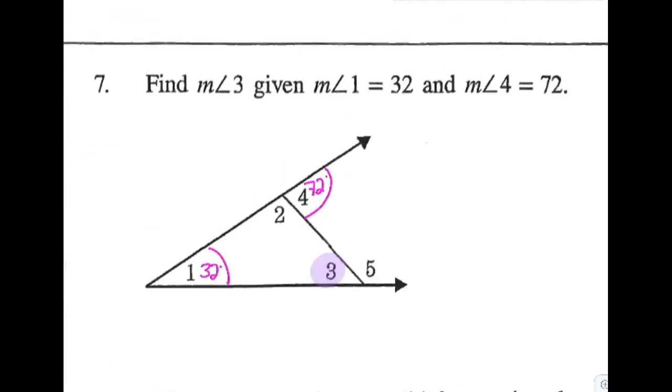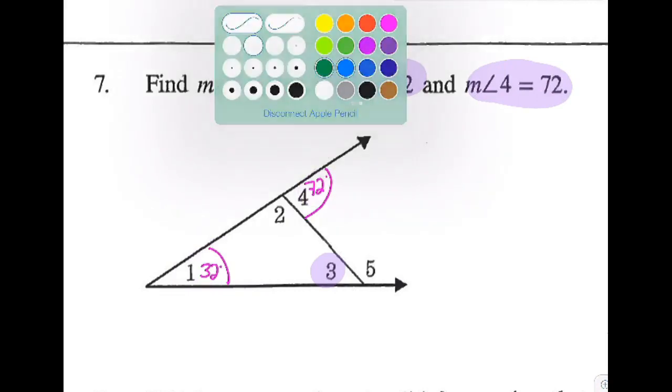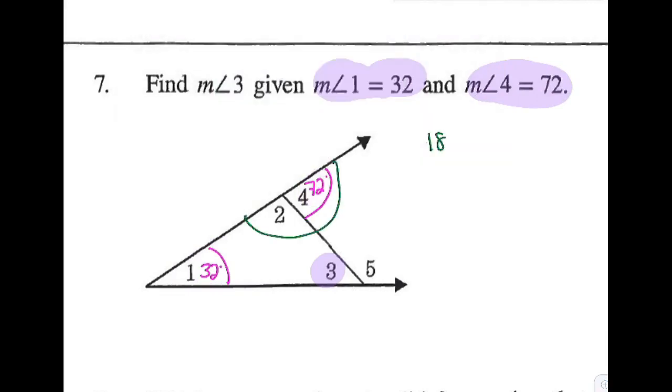Number 7, some angles here. It told us angle 1 was 32 degrees, so I put that in. It told us that angle 4 was 72. If angle 4 is 72, then its supplement right next to it is 108. So that makes that angle 108. And if I'm looking for angle 3, I now have this triangle right here, and I know two of the angles. I know 108 and 32, which means I have 140, making this 40, because I need to get to 180 with an entire triangle.